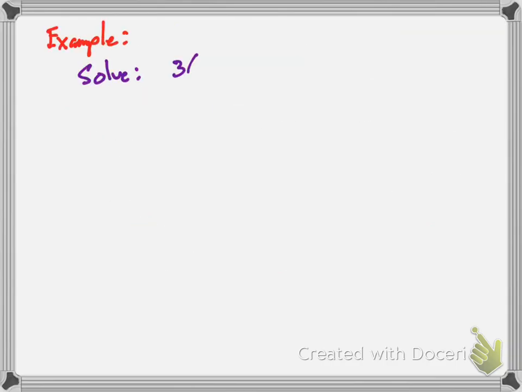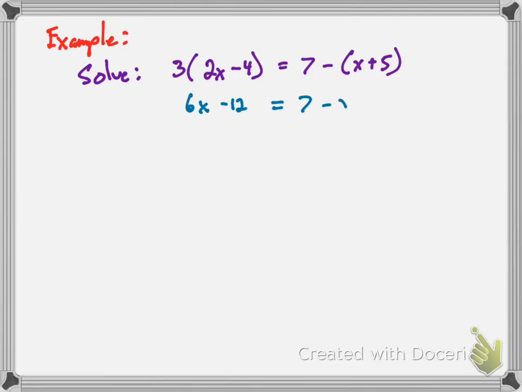Okay, so we have some examples. We're going to solve 3 times the parentheses of 2x minus 4 equals 7 minus x plus 5. The 3 needs to be distributed to the first set of parentheses. In front of the second set of parentheses is a minus sign or a negative sign, and we will distribute that to the second set of parentheses. Okay, so we get 6x minus 12 equals 7 minus x minus 5.